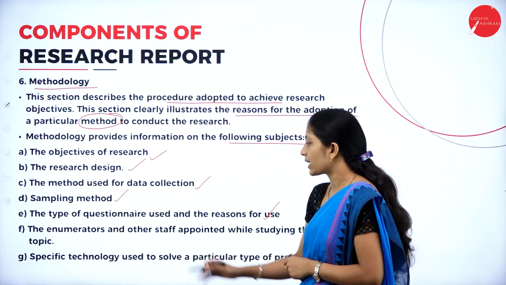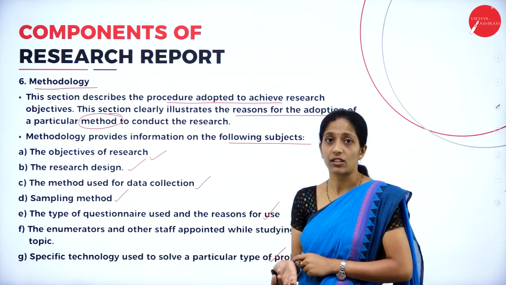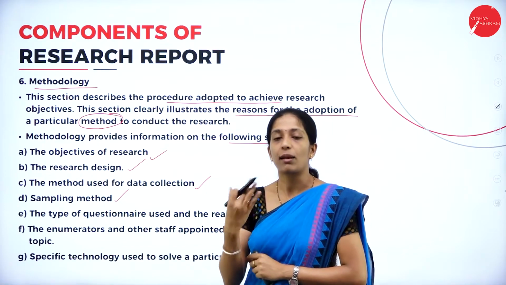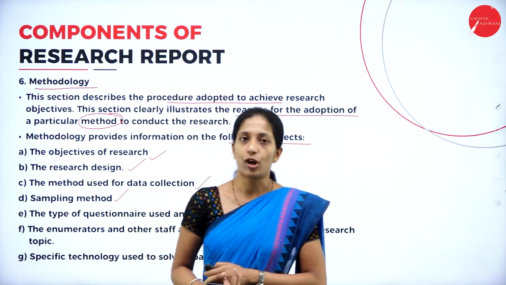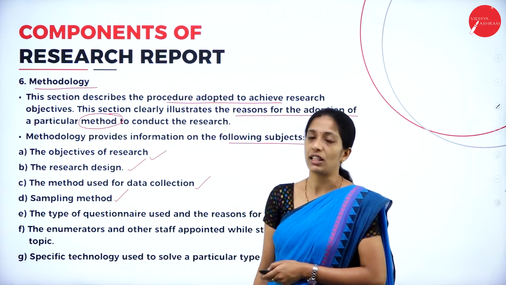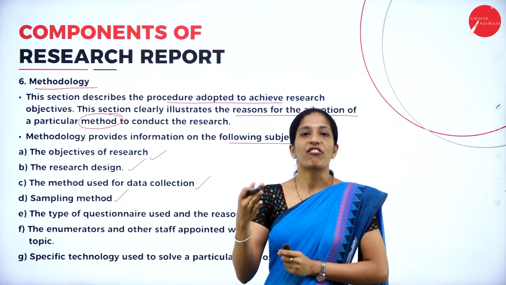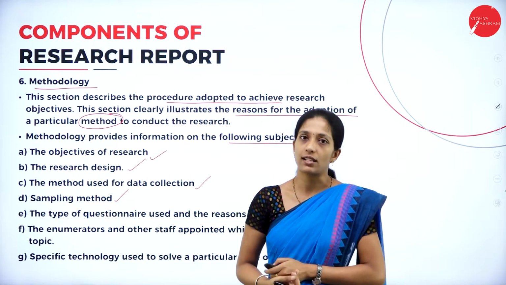Next one is the specific technology used to solve a particular type of problem. So what type of technology or technique they might have used in the research activity to solve that particular problem. This is the sixth step that tells about the methodology, that is, what type of method or research method they have followed in the research work.